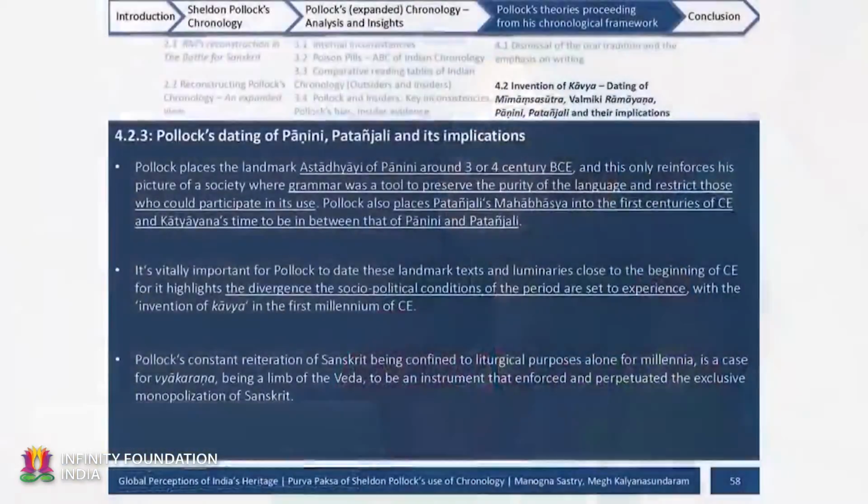The next pivotal work that Pollock considers is from the grammatical tradition, which is the Ashtadhyayi of Panini. He places it in the 3rd or 4th century BC. Now, how does this help him? This somewhere helps him in creating actually a very strong picture of using grammar as a tool of preserving the purity of the language and restricting those who could participate in it.